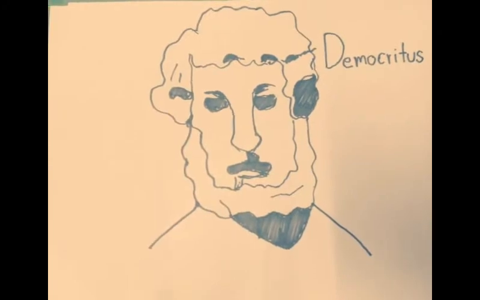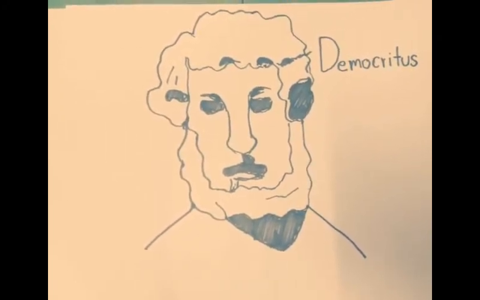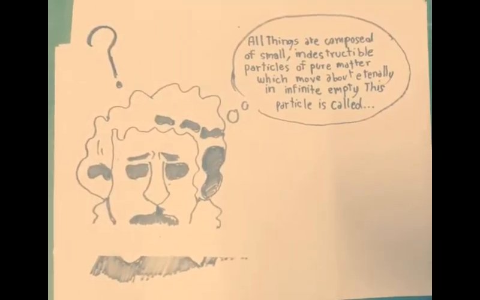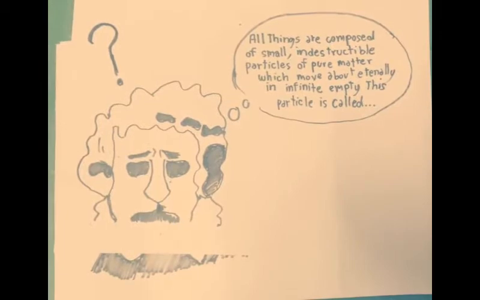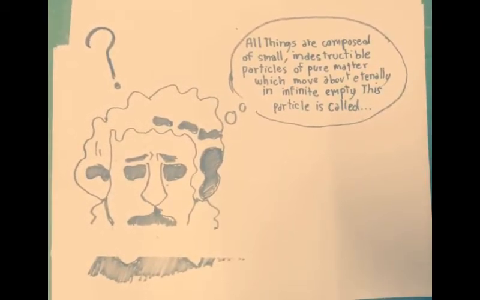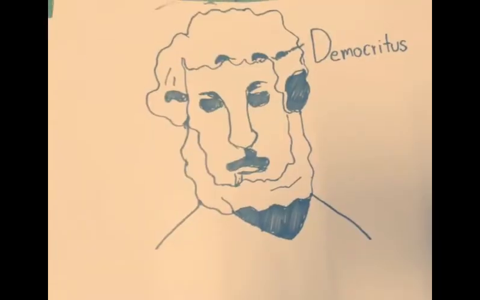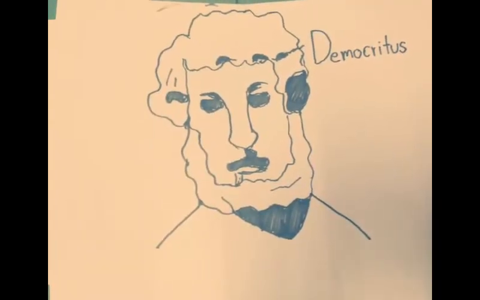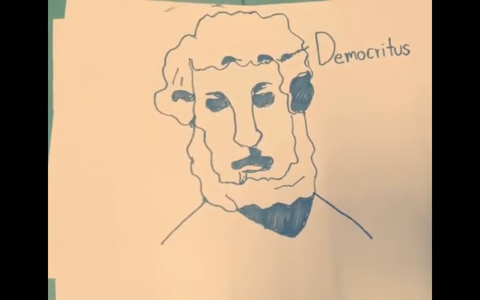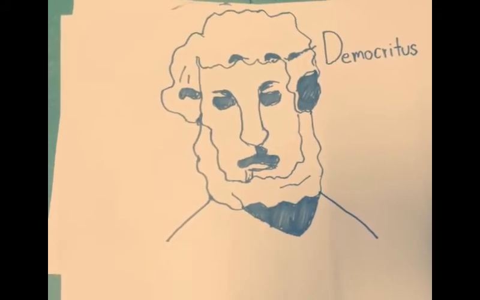The first atomic theory was suggested by a Greek philosopher named Democritus. All things are composed of small, indestructible particles which move eternally in infinite empty space. This particle is called atom. After Democritus' discovery, there were more discoveries by several scientists that led to the modern atomic theory.